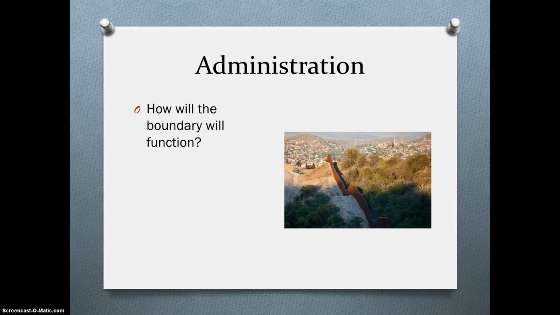And then finally, there's the administration stage. This is where the countries decide, okay, how's the boundary going to function? Is it going to be like the North Korea-South Korea border, where nobody's allowed to cross, and it's heavily militarized? Or is it going to be like the Schengen area in Europe, where people can easily cross between and won't be questioned at all?